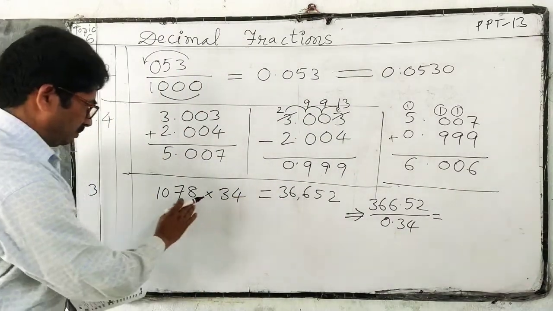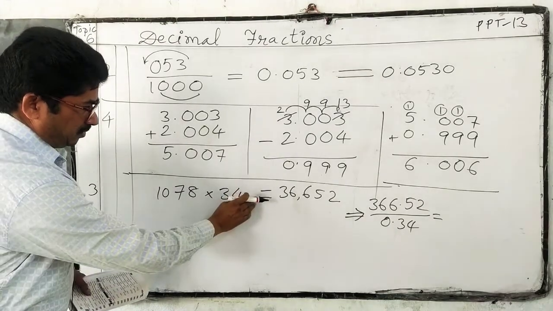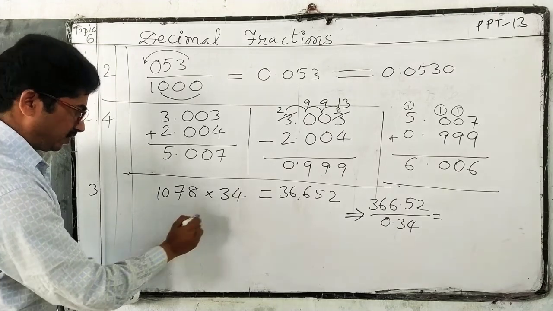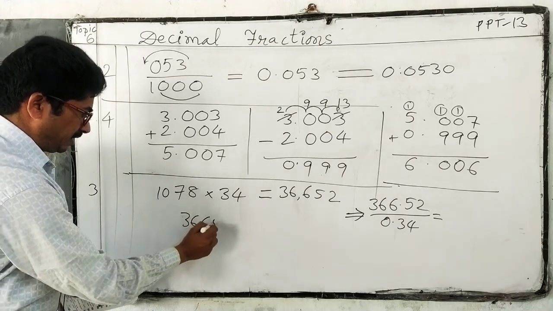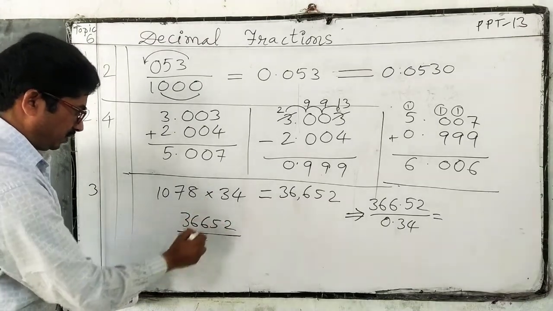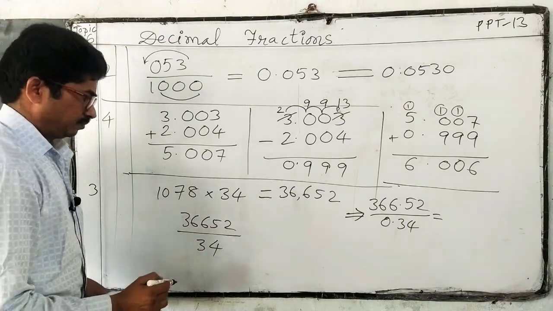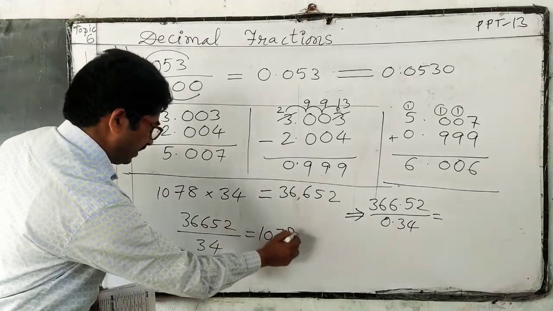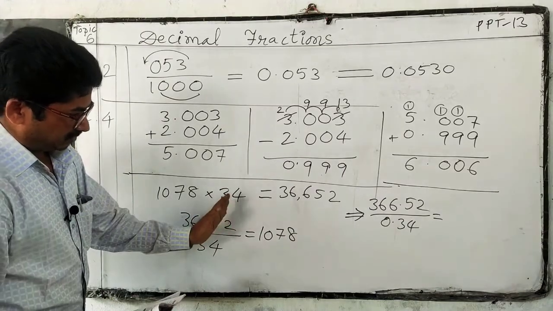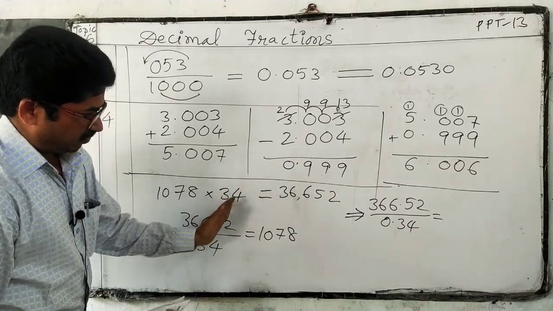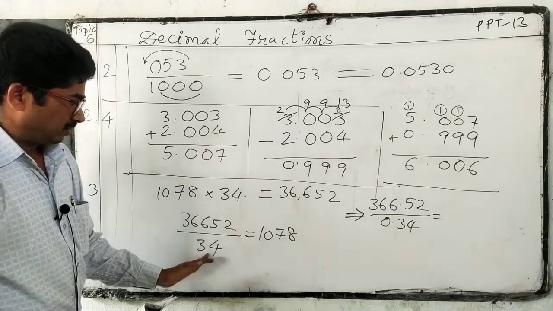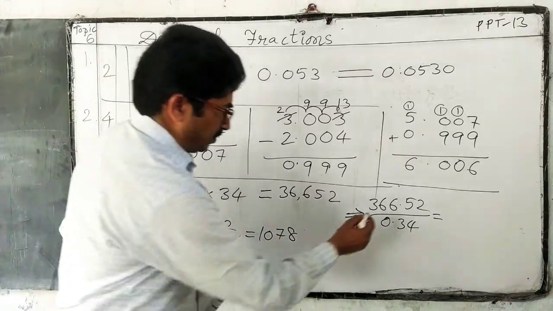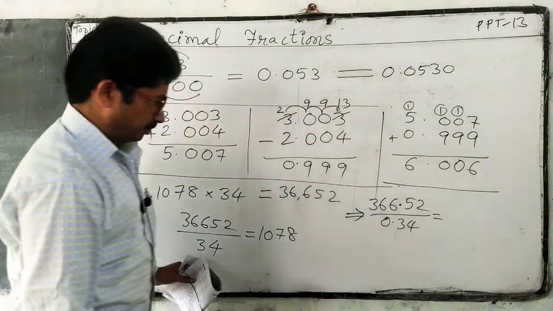So first we have to write this given equation. 36,652 by 34 is equal to 1078. If we transpose this left to right, it will become divide by 34, that is equal to 1078. So this also we have to make like this.